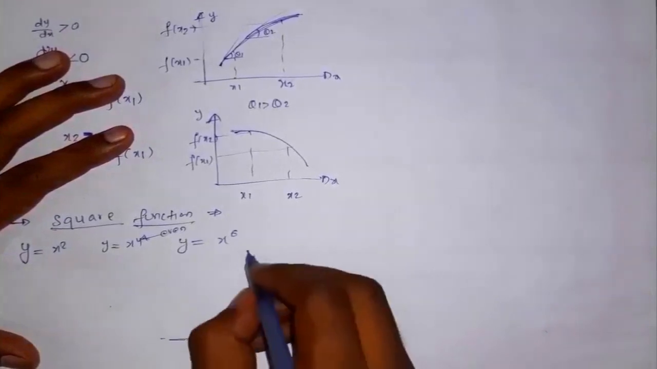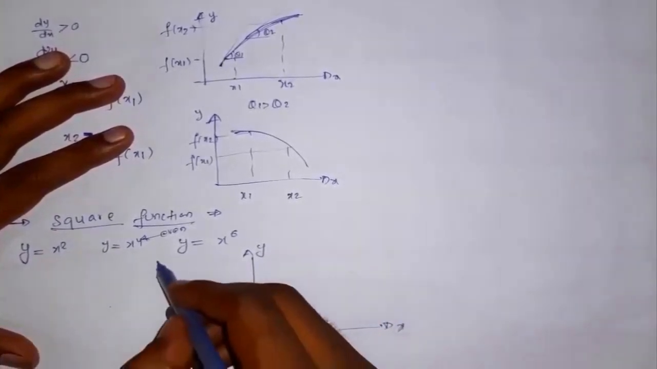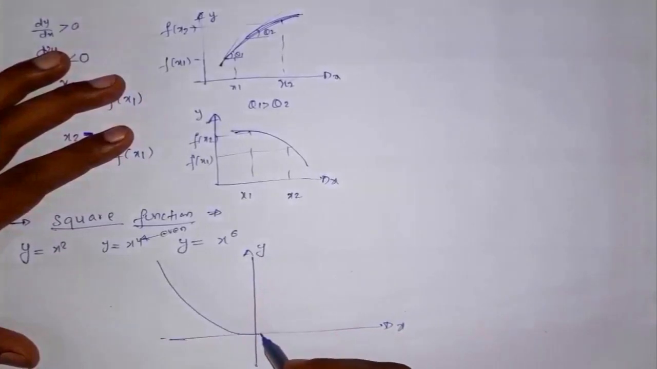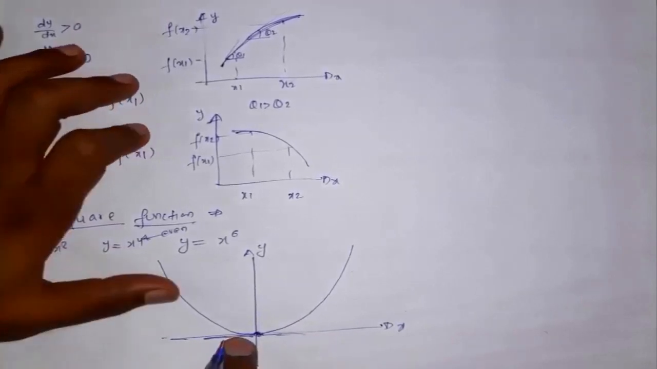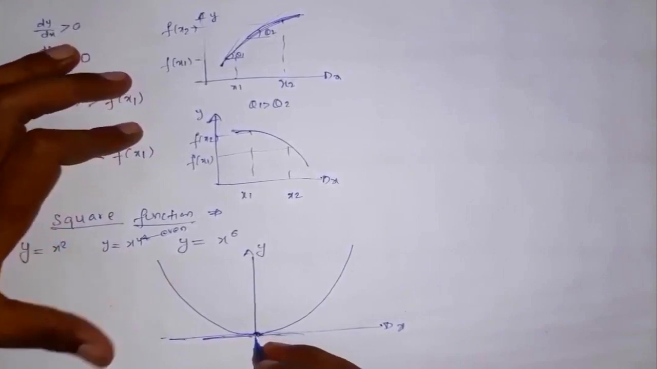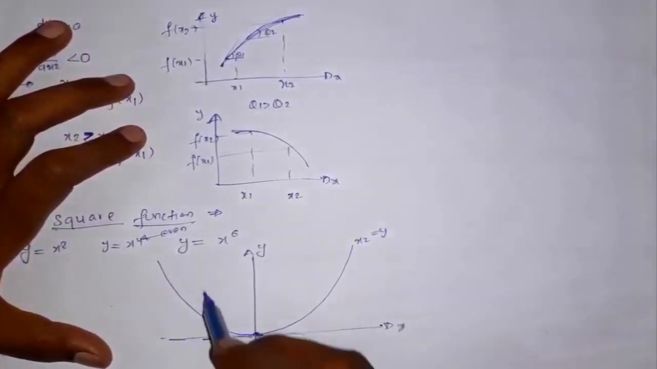This is the rough graph I'm drawing. Only one value will be there at x equals 0, y will be 0. This is x square, y is equals to x square.